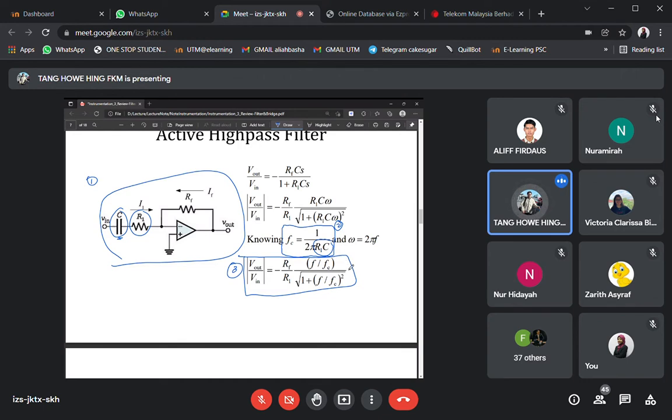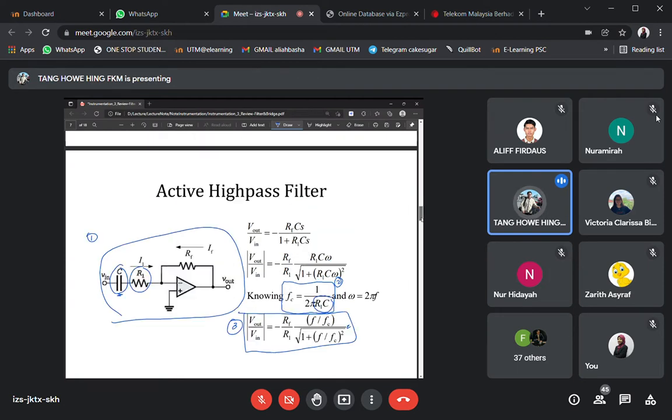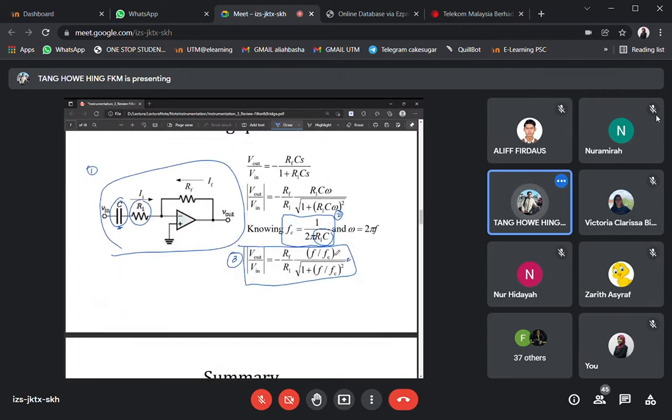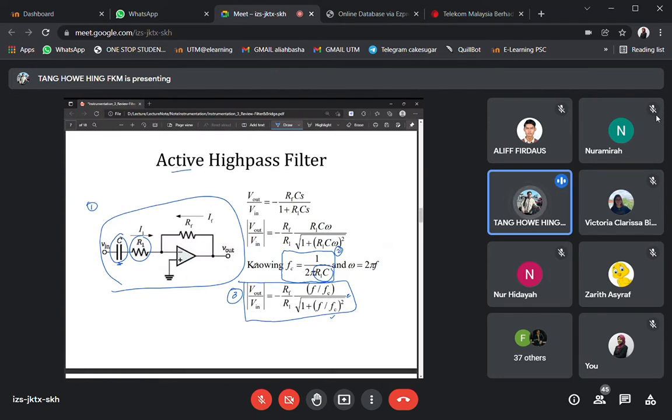And you can see that this term is exactly the same as for the passive high pass filter. For the passive high pass filter, we have F over Fc divided by square root of 1 plus (F over Fc) squared. It is exactly the same over here. The only different thing is that because it is active, we also multiply by an amplification gain of RF over R1. The output is actually a minus sign, but because we take the absolute value, we can ignore this minus sign. So the same thing goes here.